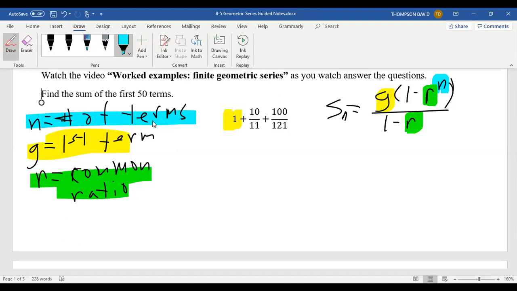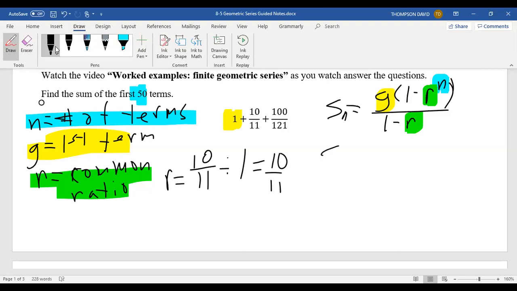Okay, so we know our first term already, it's 1. We need to figure out our common ratio. And we also know the number of terms. That's just going to be 50 because the problem gives us that. So to find the common ratio, we just do 10/11 divided by 1, since we already know this is a geometric series, and that's just going to be 10/11.